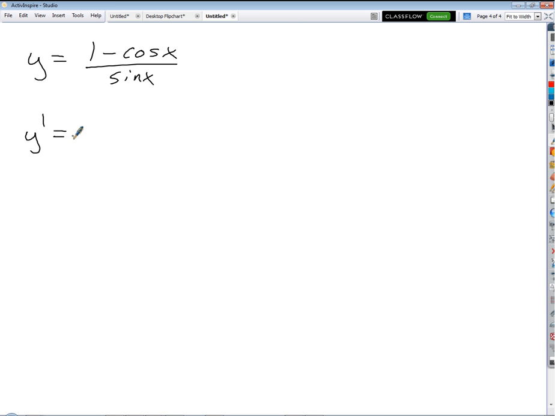If I have a common denominator, I can split those fractions, right? So if I split these fractions up, I get 1 over sine x minus cosine x over sine x. What's 1 over sine x? Cosecant x, minus cotangent x. Good. And so that is trivial. Those are just standard rules, right?